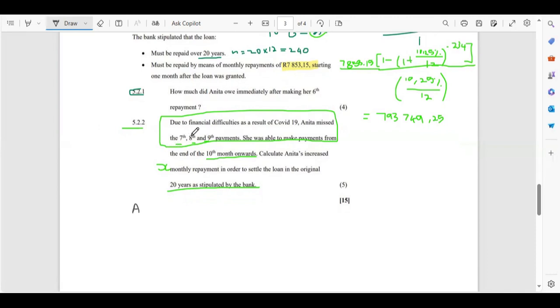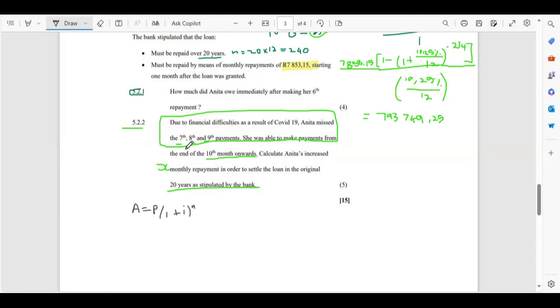There weren't any monthly repayments in the 7th, 8th and 9th month, right? Hence, you can't make use of your annuity equation. In this case, there weren't any payments, so we do not make use of our annuity formulas, your present value formula, to be specific. Now, we would make use of this compound interest. Future value is equal to my present value times 1 plus my interest all over n.